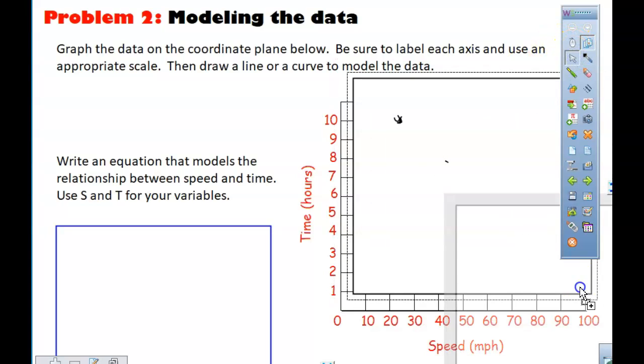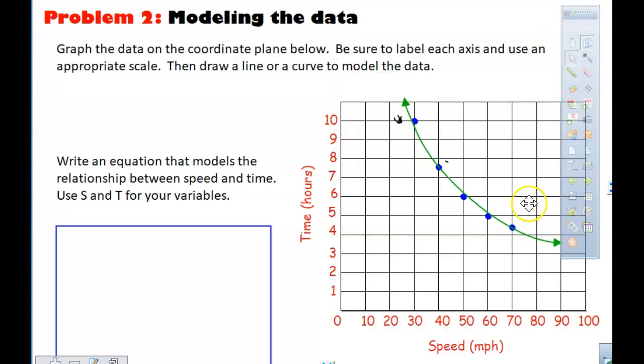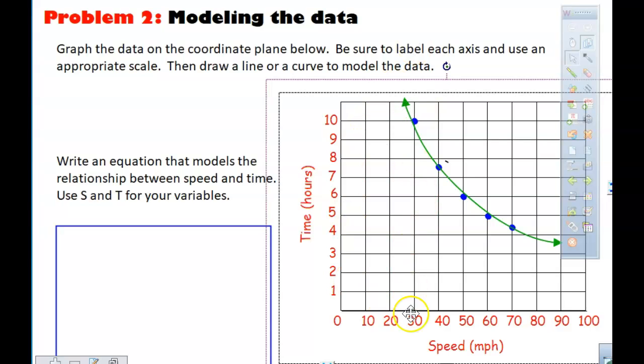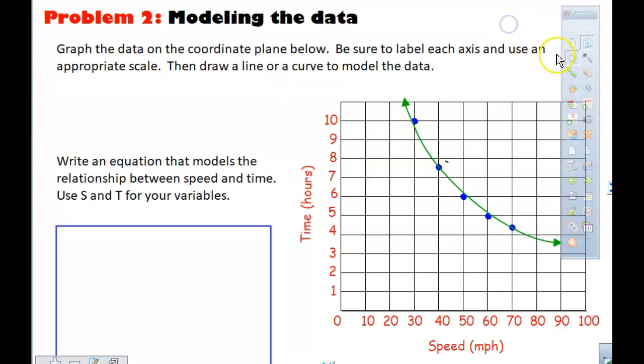What I should now see is my curved graph, right? As I look at this, at 30 we had 10, and I'm going to see each of these. So it says, write an equation that models the relationship of speed and time.